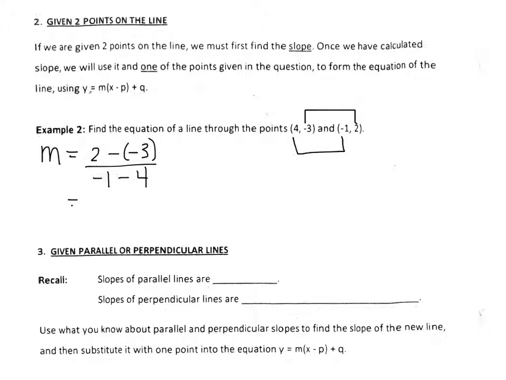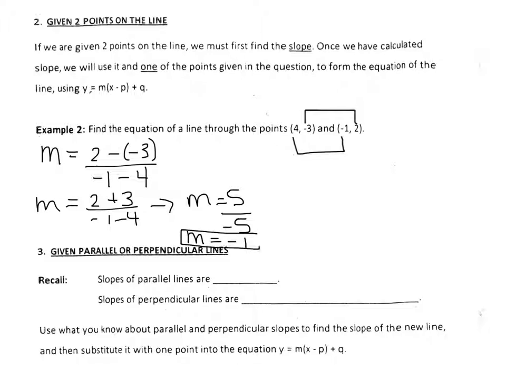Remember that 2 negatives turn into a positive when they're right next to each other with the double signs. So we're going to change that to say 2 plus 3 over negative 1 minus 4, which in turn gives us a slope of 5 over negative 5. We always have to reduce our slope to lowest terms. I'm running out of space here, sorry for this. So m is equal to negative 1. That is the slope between those 2 points.